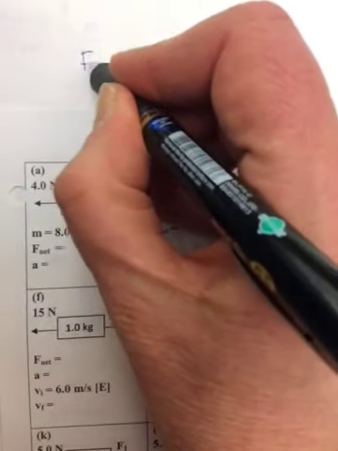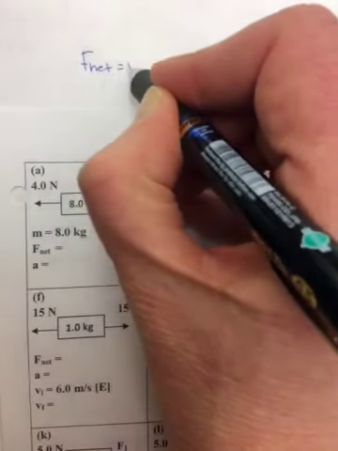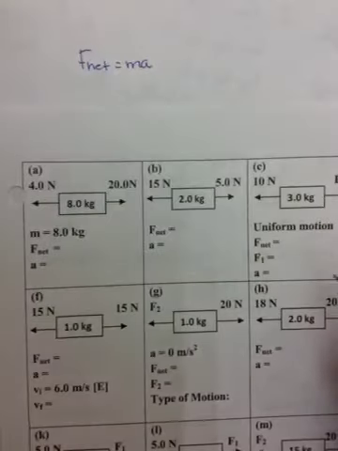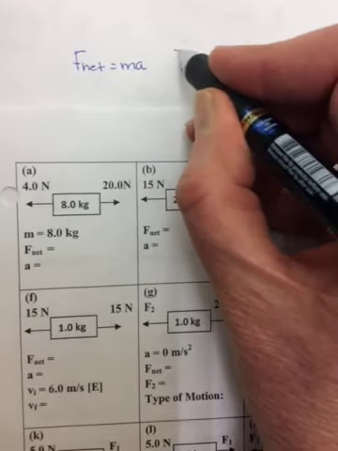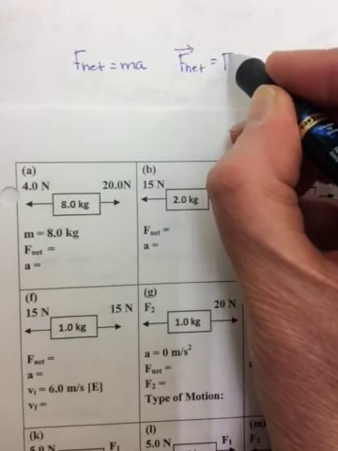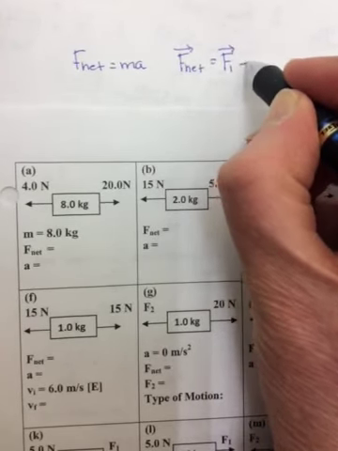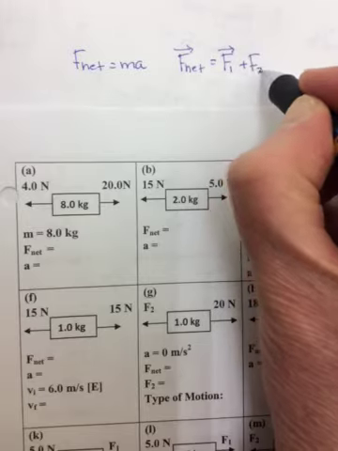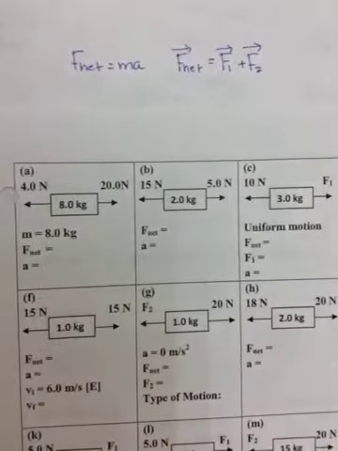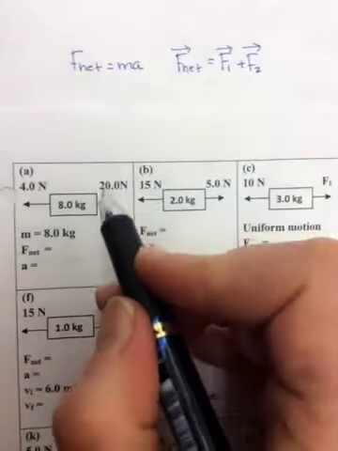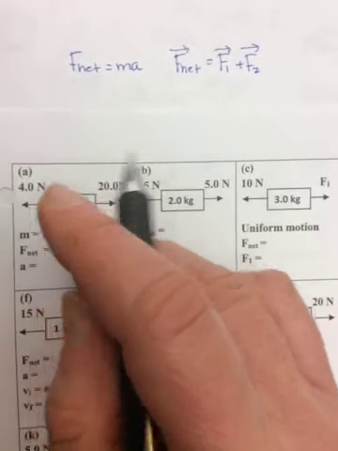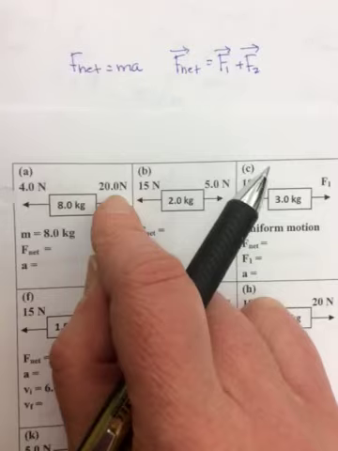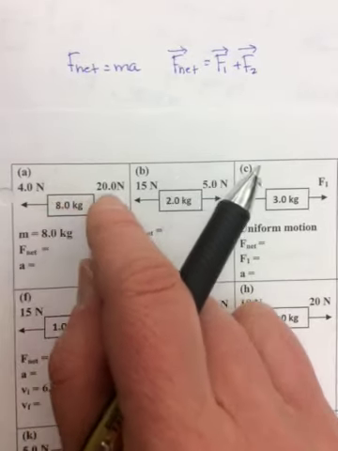One equation is Fnet equals MA. Okay? One equation is that Fnet as a vector is equal to F1, and I'm going to say plus F2. And the arrowheads over the top mean you have to put them in as vectors. You have to look after their directions. So what I mean by that is if you look at the very first block, you have F1 going one way and F2 going the other.